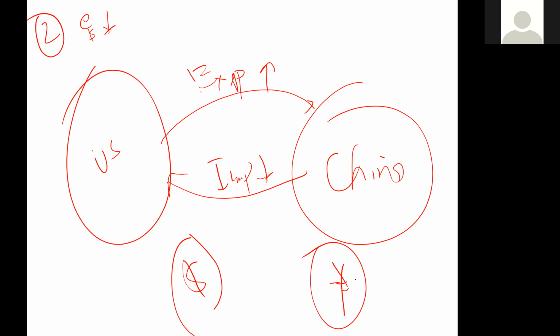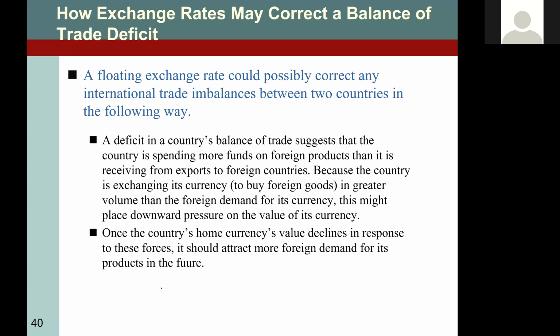So who creates the demand for the dollar? Because who are buying? Chinese are buying. So when Chinese are buying, they are buying dollars and selling yuan. So dollar demand starts rising. So this loop continues. Right? So that's why government should not interfere in the foreign exchange market. Why? Because the exchange rate corrects the imbalance of trade deficit for some time.